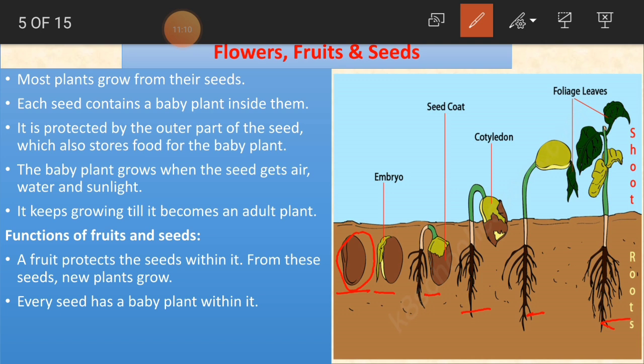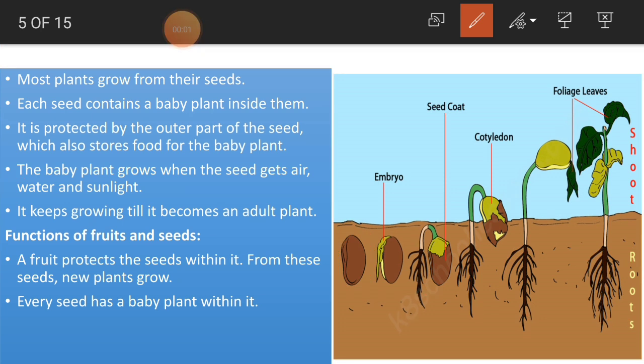Okay, so it is storing the food for the baby plant, and the baby plant grows when the seed gets air, water and sunlight. So the baby plant is growing when the seed gets air, water and sunlight. Not only water, the baby plant also has to get air and sunlight. Then it starts growing. Yes, children, it keeps growing till it becomes an adult plant.